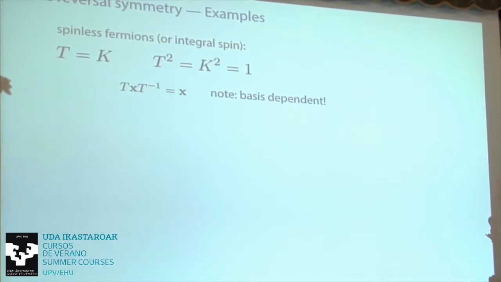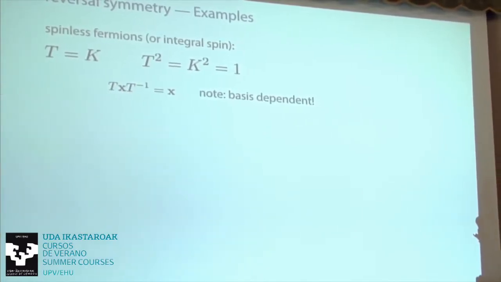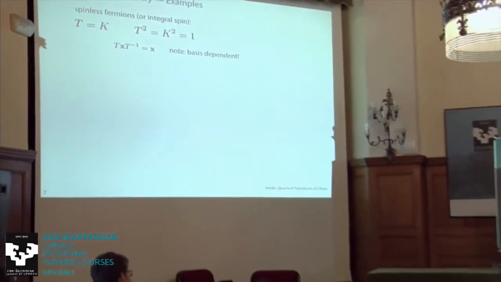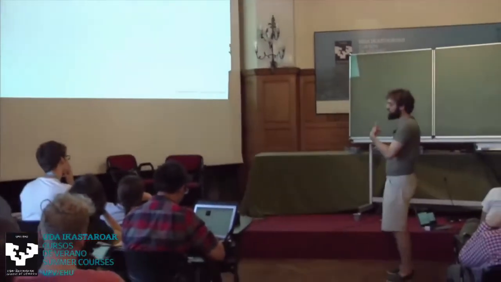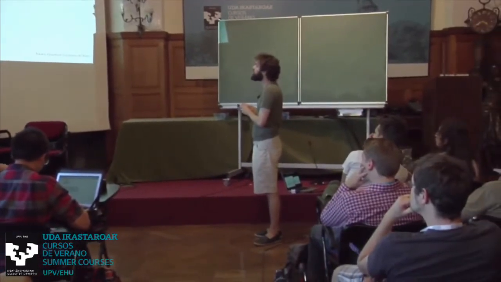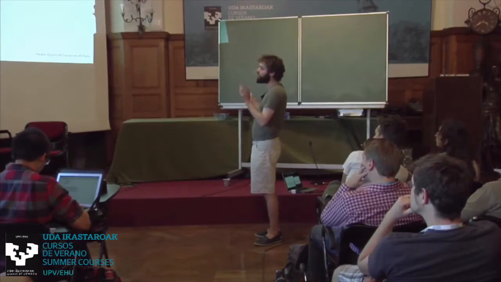So it's nice to see how this works, actually, and to be aware of the fact that complex conjugation is a weird thing. It's basis dependent. I have to define complex conjugation with respect to some basis, and generally we define it with respect to the position basis, which means that x is real.